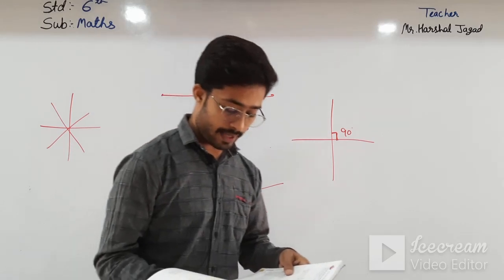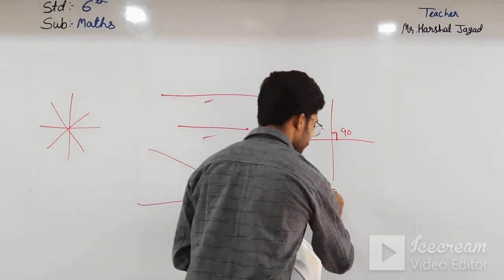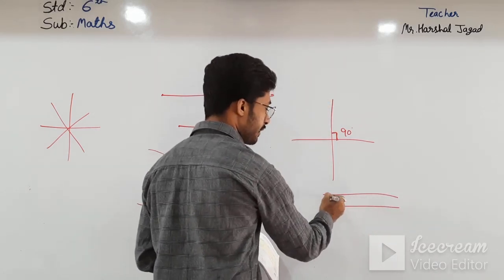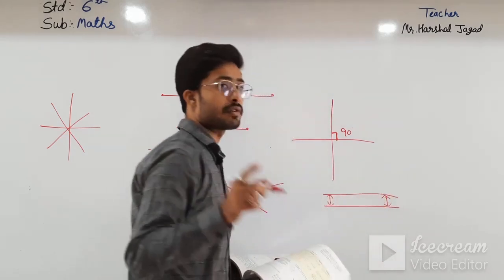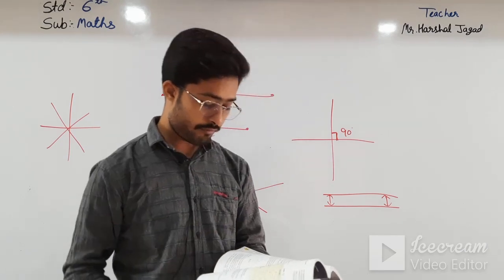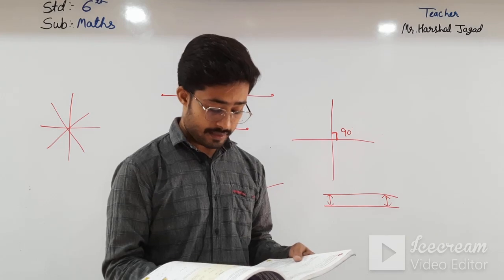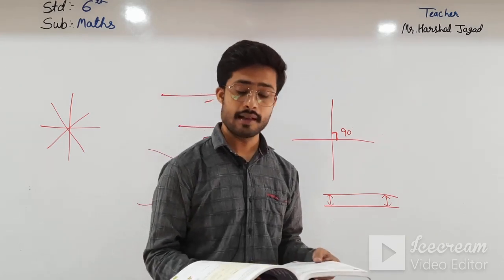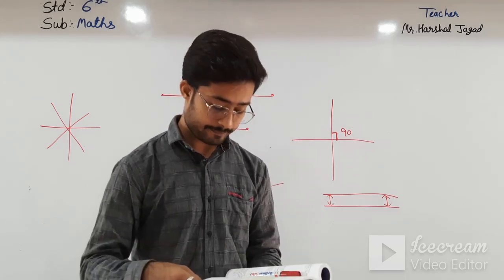Then parallel lines. What are parallel lines? See here, this is a parallel line. This line and this line: if you measure from here, the distance is the same, and if you measure from here, the distance must be the same. So they are known as parallel lines. See here, if two or more lines on a plane do not meet each other, however far they are extended, they are called parallel lines. Okay students, they are known as parallel lines.